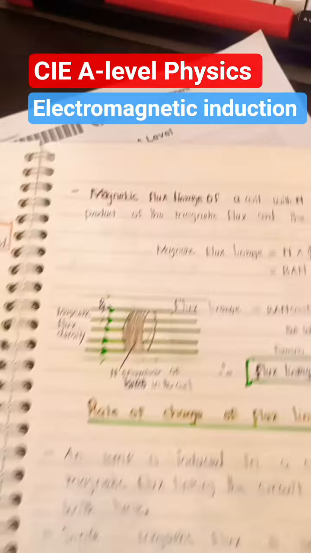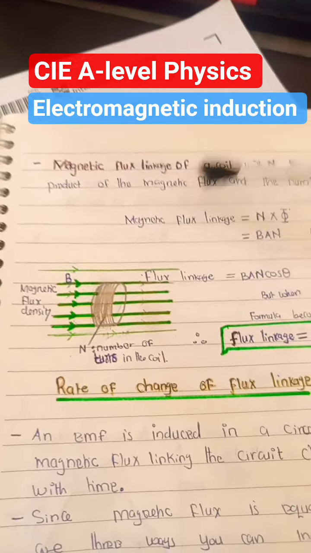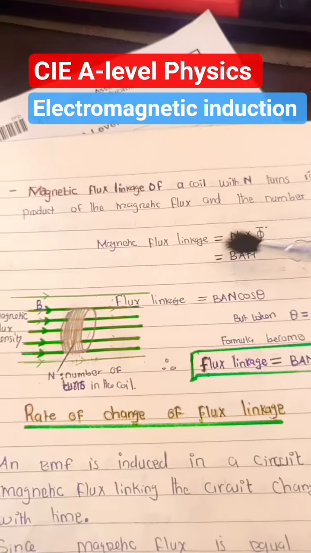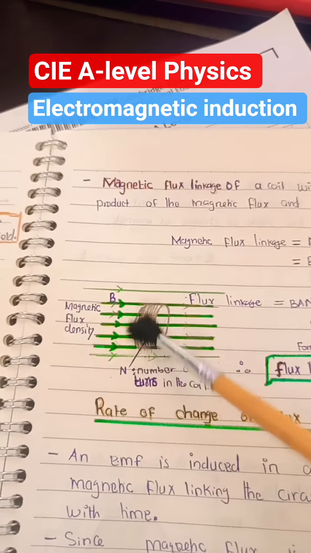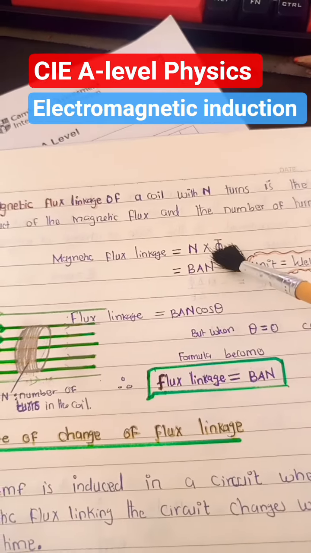So having understood that, you need to understand the magnetic flux linkage, and the magnetic flux linkage in A level is going to be given by the number of turns or the number of coils times the magnetic flux.